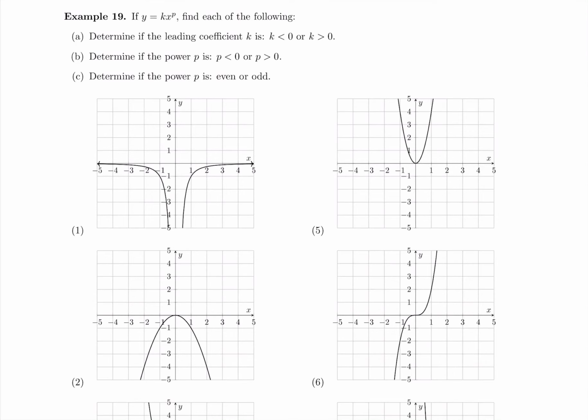Let's look at a series of graphs to figure out what type of leading coefficient we have, whether it's positive or negative, and what type of power we have. Is it positive? Is it negative? Is it even, or is it odd? So as we run through each type of graph here, we're going to start with the power.